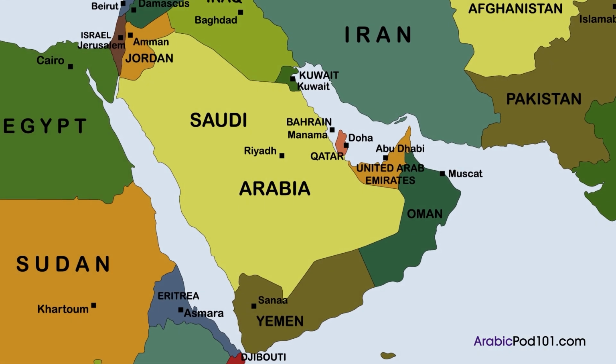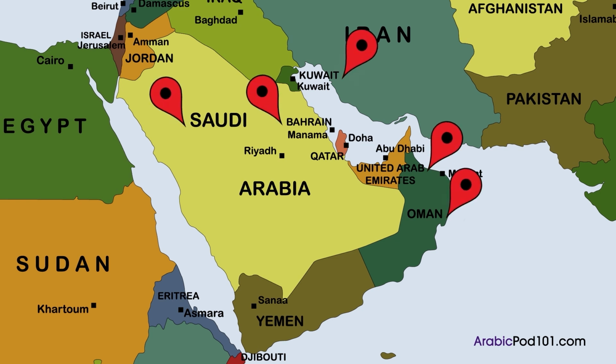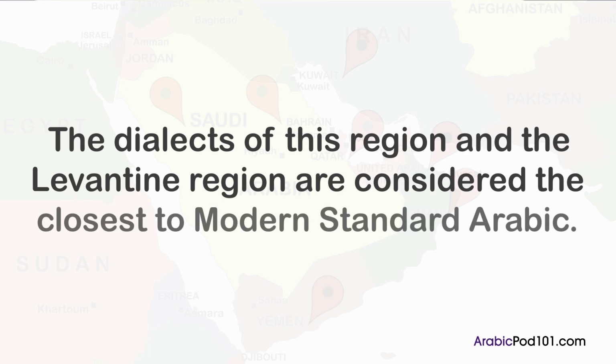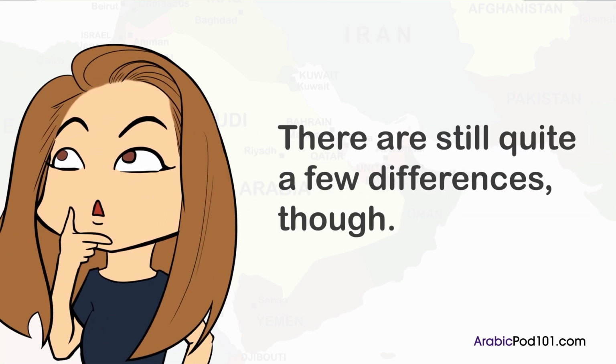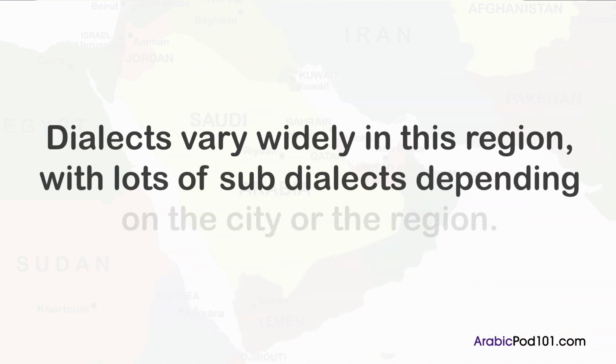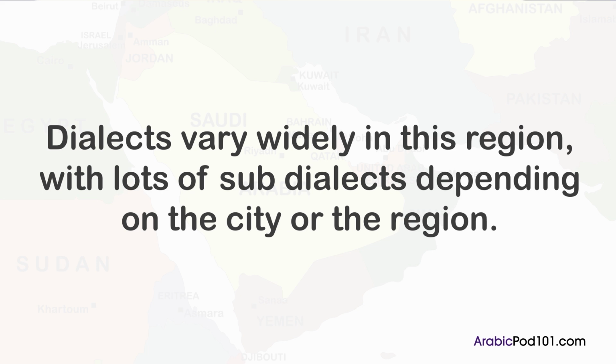Next, we have the Gulf region dialects, which are spoken in Saudi Arabia, Bahrain, Oman, Kuwait, UAE, Qatar, and Yemen. The dialects of this region and the Levantine region are considered the closest to Modern Standard Arabic. There are still quite a few differences though. Dialects vary widely in this region, with lots of sub-dialects depending on the city or the region.